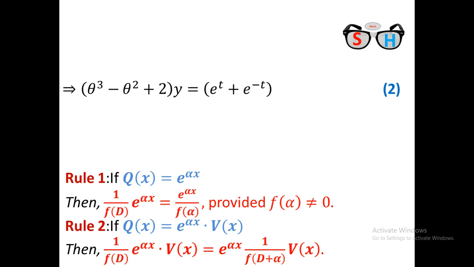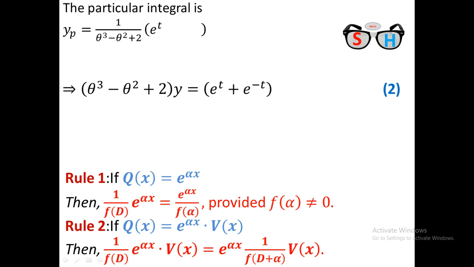Now I will find the particular integral. The differential equation was that. This is the transformed equation where the dependent variable is y and the independent variable is t. Therefore the particular integral will be 1 by f(D). Here f(theta) is theta cube minus theta square plus 2, so yp equals 1 by theta cube minus theta square plus 2 of the Q(x), which is e to the power t plus e to the power minus t.